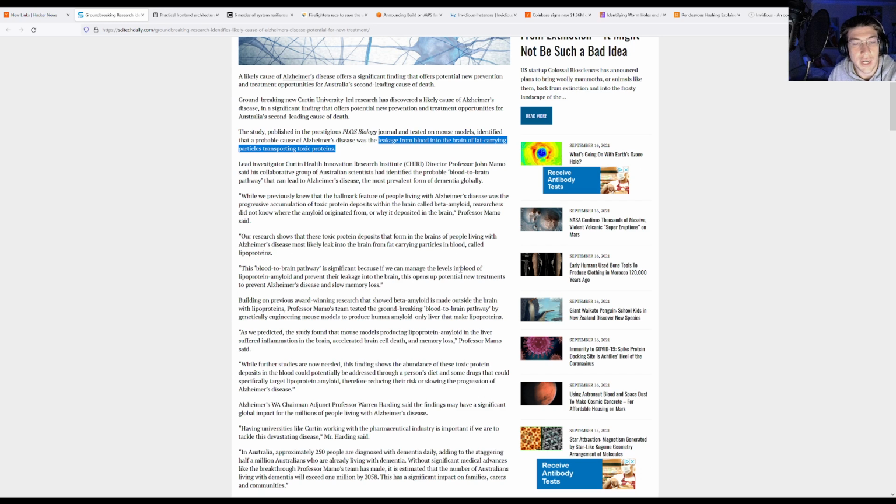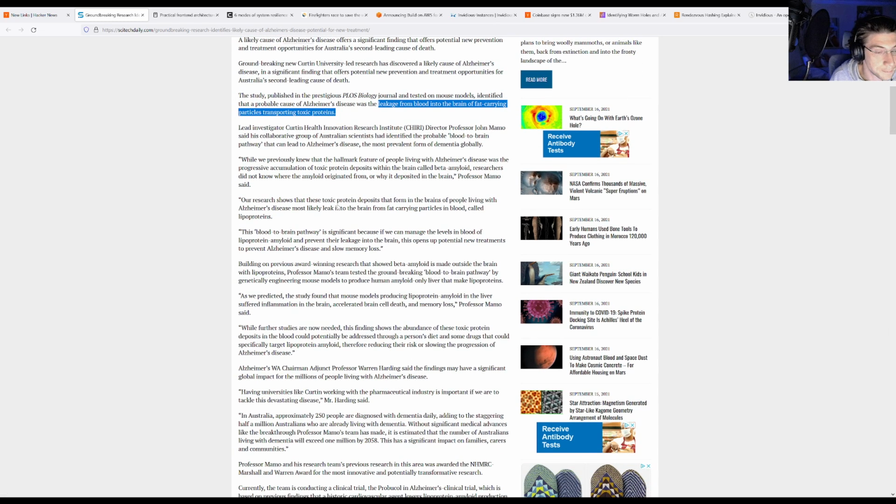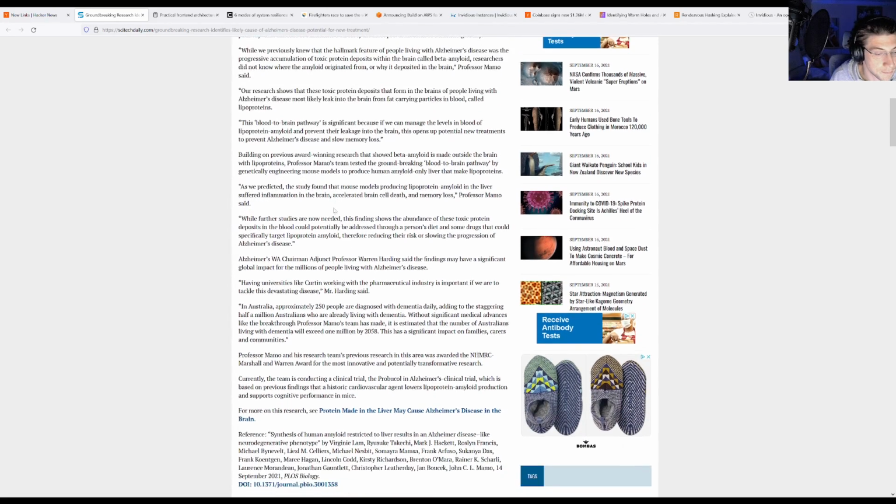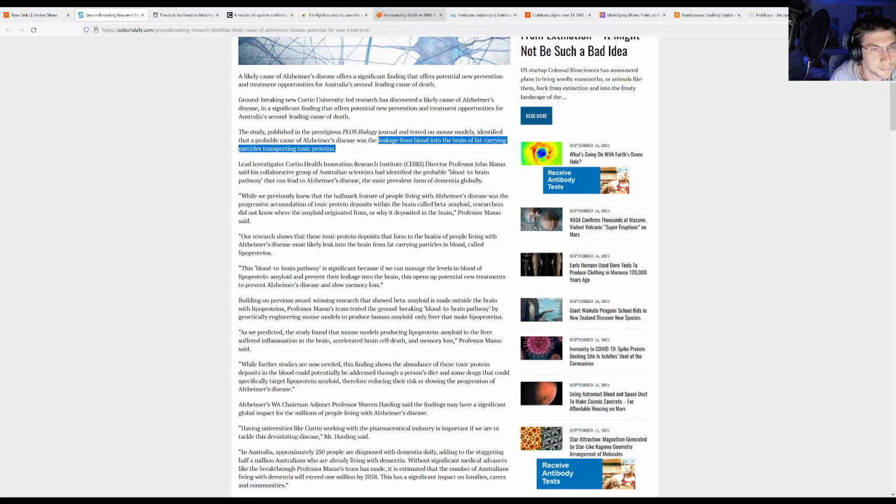If we can manage the level in blood of lipoprotein amyloid and prevent their leakage into the brain, this opens up potential new treatments to prevent Alzheimer's disease and slow memory loss. Wow, that would be huge. That will be huge.